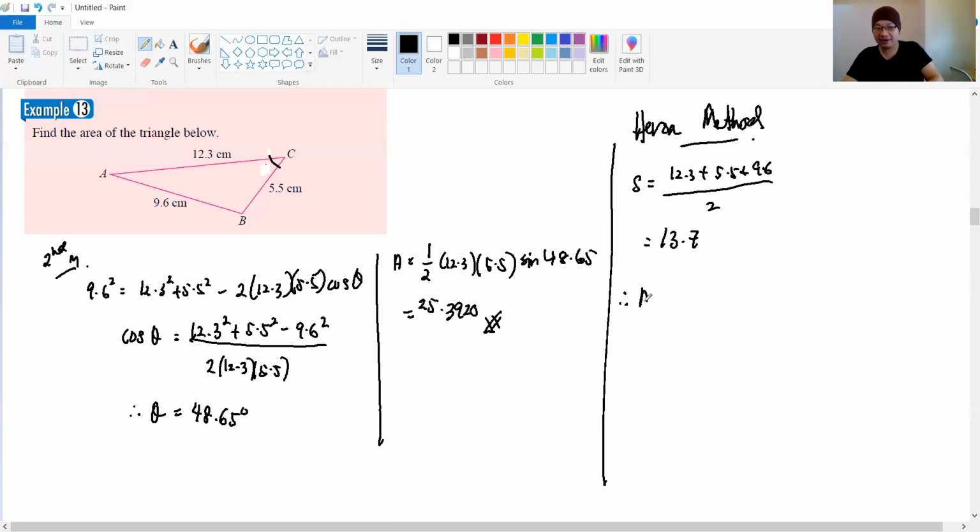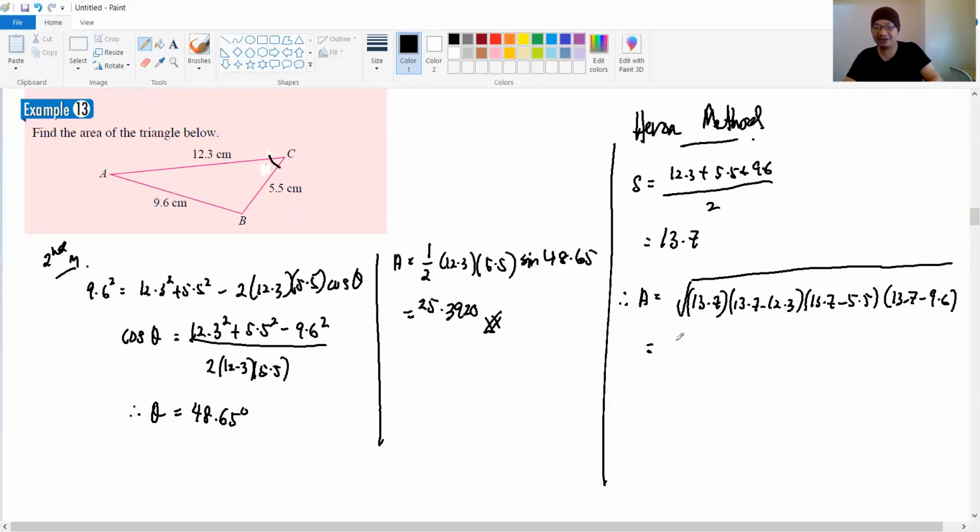Therefore, the area will be a big square root. I put S first, followed by S minus A: 13.7 minus A, 12.3. I will show you step by step. 13.7 minus 12.3, second bracket, and third bracket, 13.7 minus B, 5.5. And the fourth bracket, 13.7 minus C, C is 9.6. This is how we find the area by using the formula of Heron.